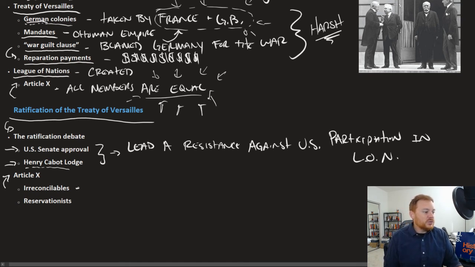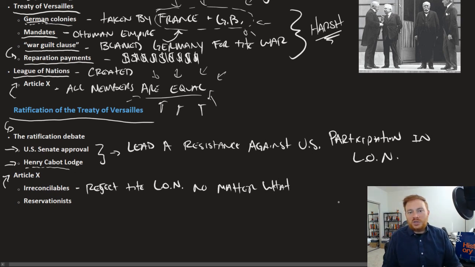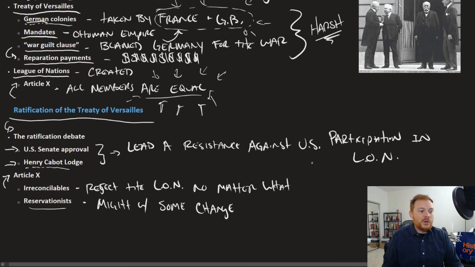The irreconcilables, they reject the League of Nations no matter what. So they say, no matter what you say, I don't want the U.S. to be part of this international government. We in the United States should look after our own affairs. The reservationists, they might, with some changes, right? They say, okay, maybe you change Article 10 and perhaps we, the senators that consider ourselves reservationists, perhaps we will vote yes. The bottom line was that the vote to join the League of Nations went to the Senate twice. It was rejected by the Senate twice.